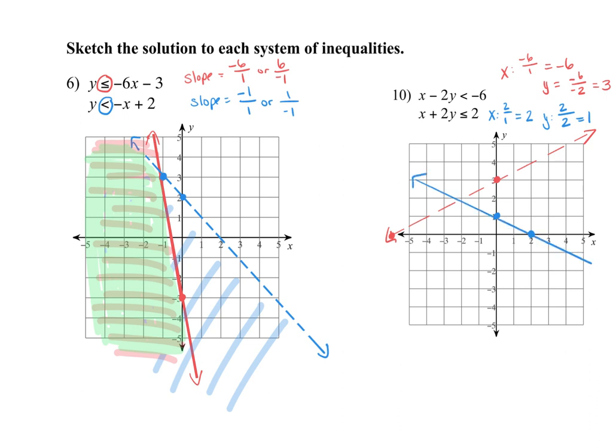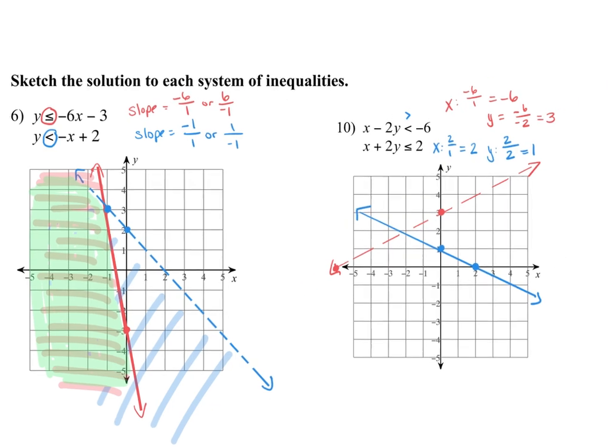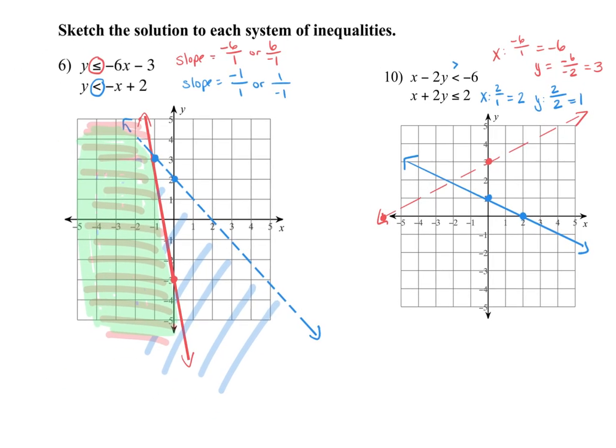Now I'm going to decide on my shading. When it is in standard form, you have to pay attention to what's in front of your y. So in standard form, this says less than, but look what's in front of your y. It's a negative. If I were to put this in slope-intercept form, I would have to divide by a negative, which would flip this sign, right? And so this particular sign, if I were to put it in slope-intercept form, would flip to greater than. So I am actually going to shade above this line.